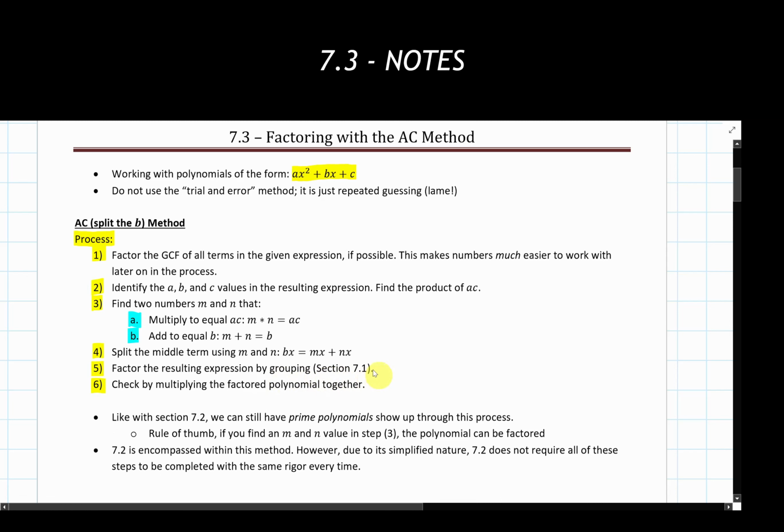So we go through that process with what we've been given, and then we're going to end up getting a final answer from there. If you would like, step 6 is technically optional, but I think it's nice to do every now and then just to make sure that we have the correct answer. We can check our final answer by multiplying everything together. If we multiply everything together and we get what we started with at the very beginning of the problem, yay, we fully factored this thing correctly and we are good to go.